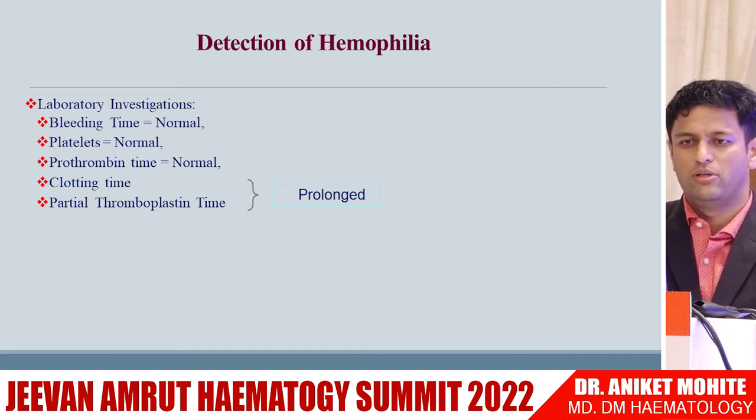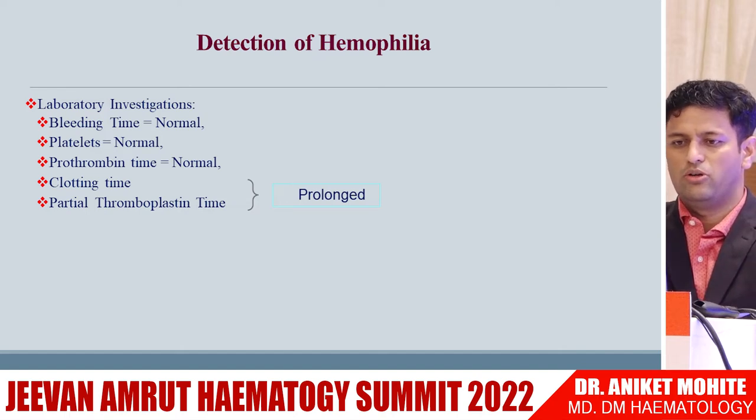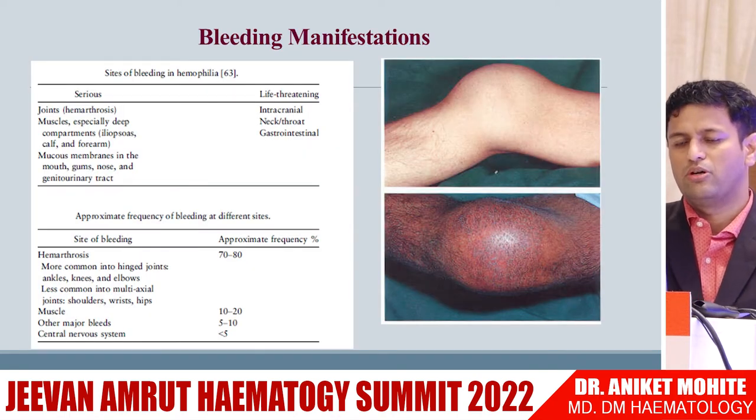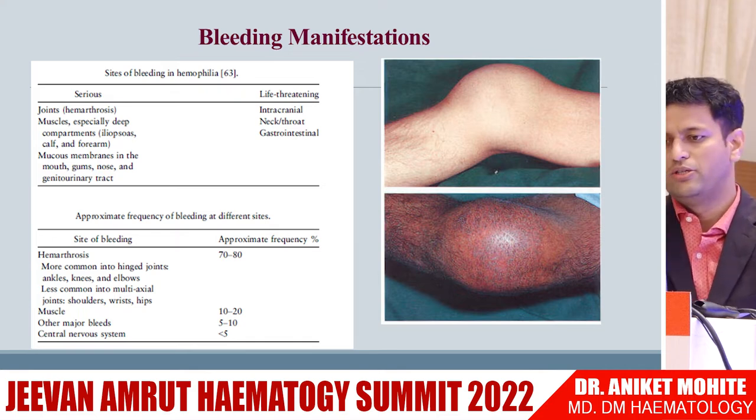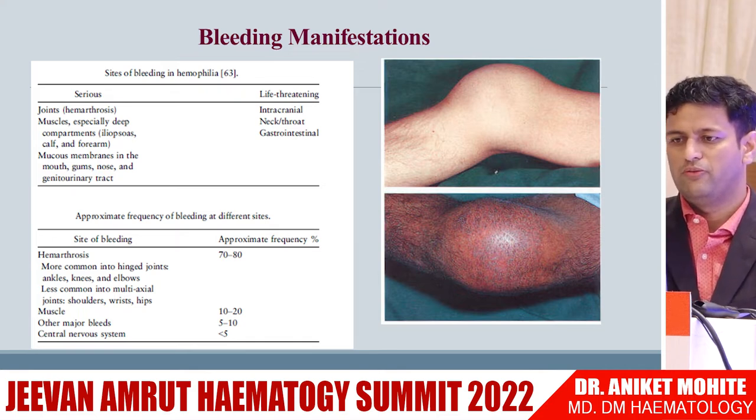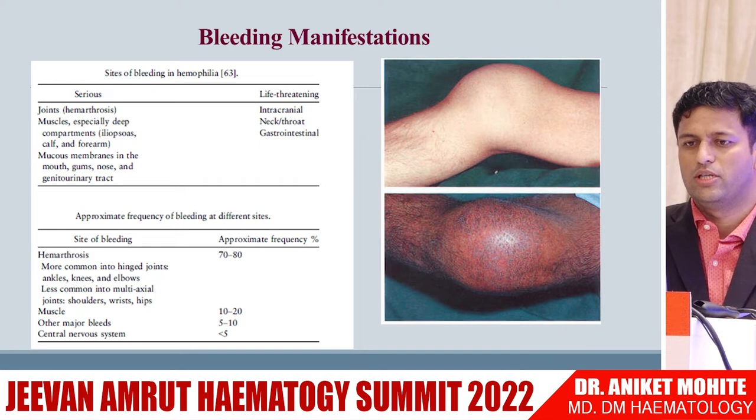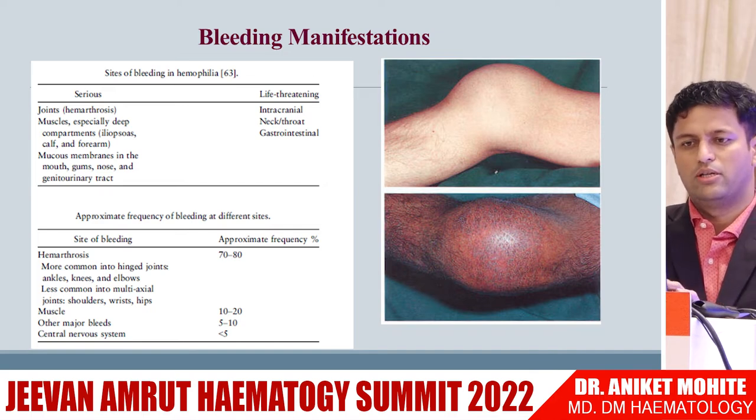The CBC is normal. The clotting time is prolonged and APTT is prolonged. This is the commonest presentation that they can have: joint bleeds with swollen joints, which are painful and tender, and that would further lead to contractures. Life-threatening bleeding can be in the neck and throat, which could cause something like asphyxia, or intracranial bleeds can be life-threatening, which can cause sudden death also.